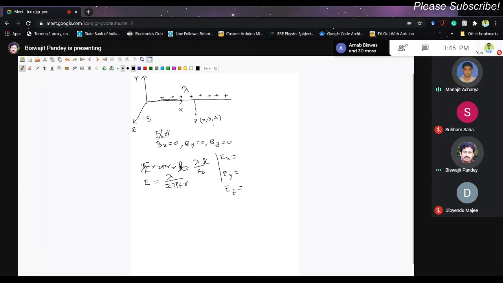Root over x square plus y square plus z square. That would be the distance between the origin and this point. Do you agree with me? Yes, sir.